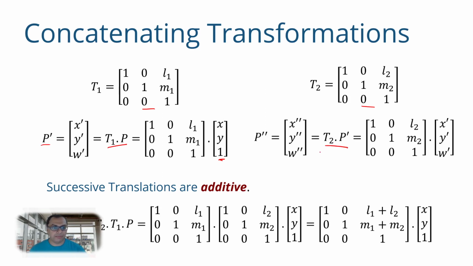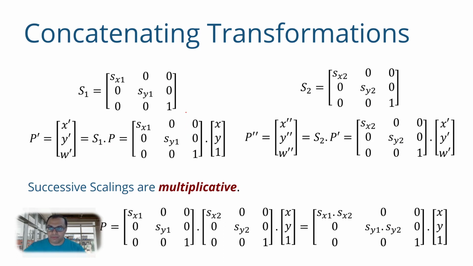And then to P prime I apply another translation transformation, right? So the first translation offsets are L1 M1, the second translation offsets are L2 M2. Then in the resulting point, I see that the translation that applies is L1 plus L2 and M1 plus M2. Okay, so if you concatenate two translations one after the other, then the translations add up.